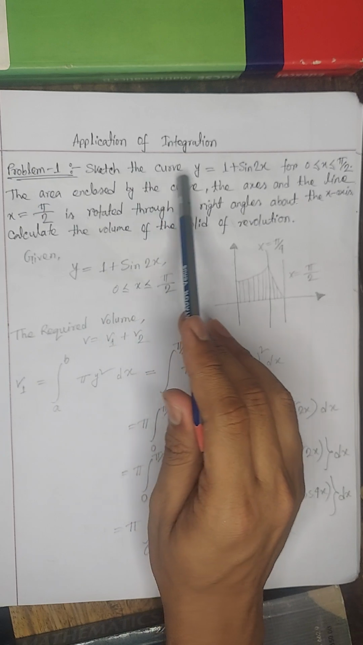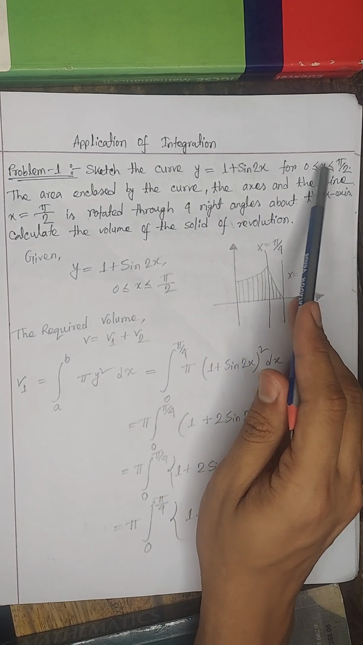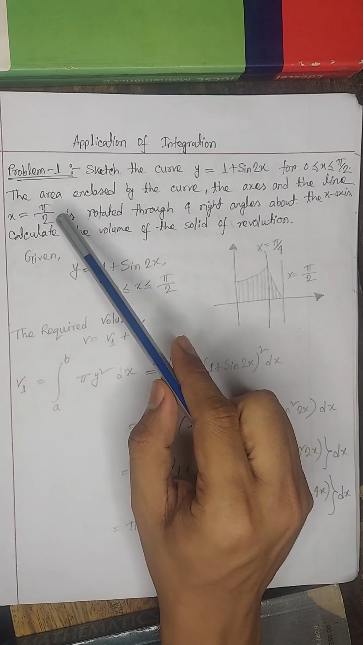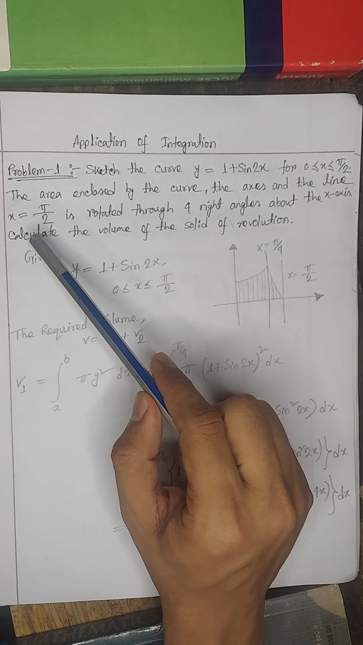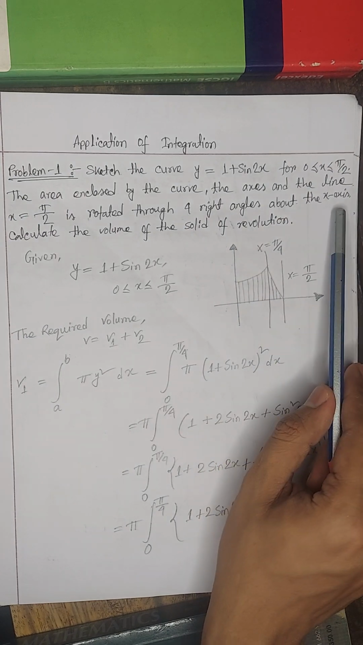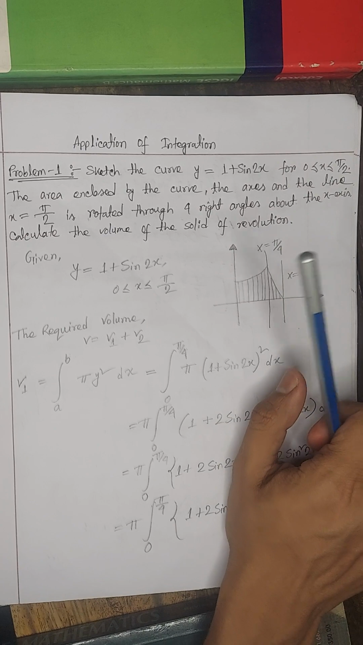we have to sketch the graph y is equal to 1 plus sine 2x, where x is 0 to pi by 2. The area enclosed by the curve, the axis, and the line x is equal to pi by 2 is rotated through 4 right angles about the x-axis. So we have to calculate the volume of the solid of revolution.